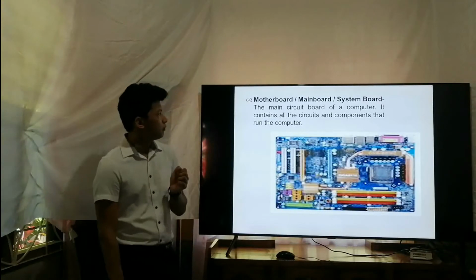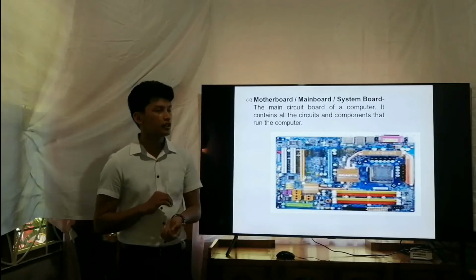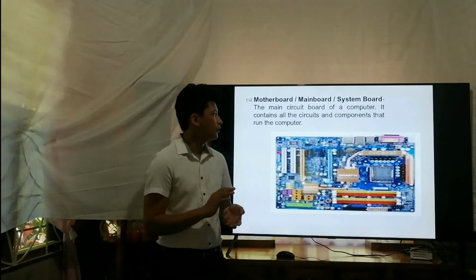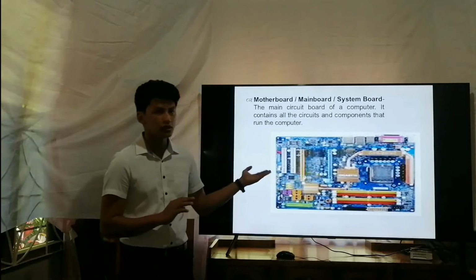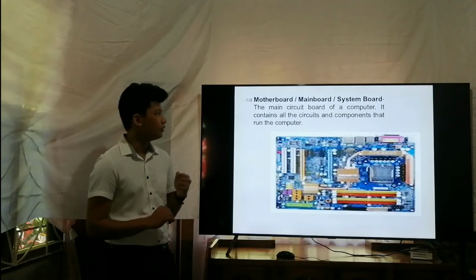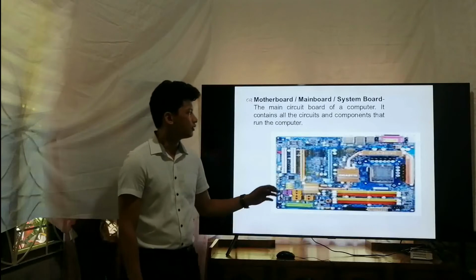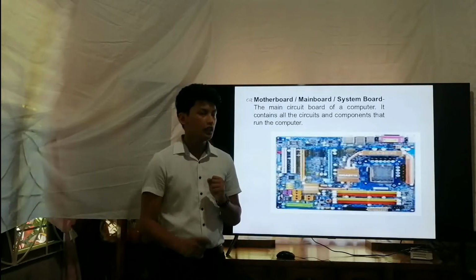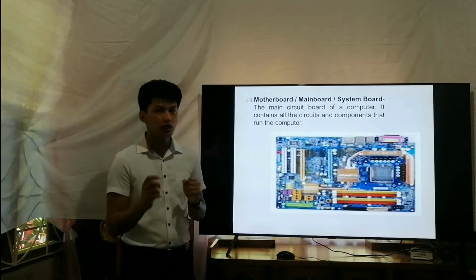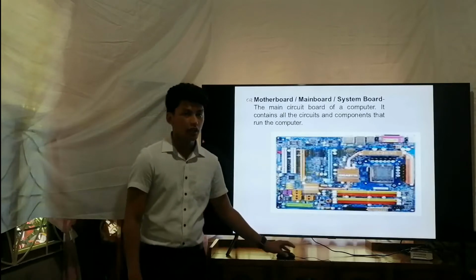Okay, so the motherboard is the main circuit board which allows the computer to process information, read information coming from the computer, or control the computer.